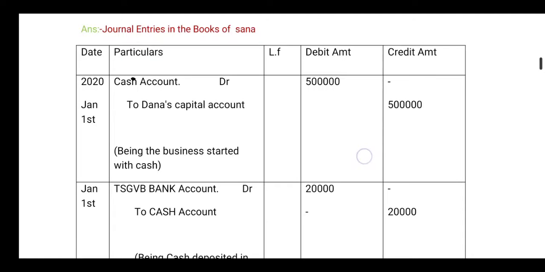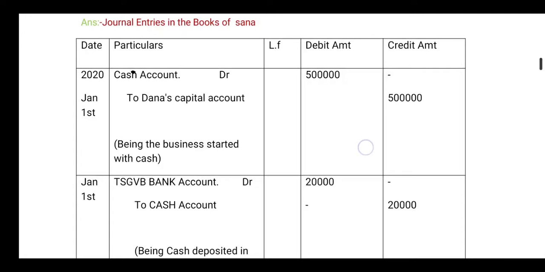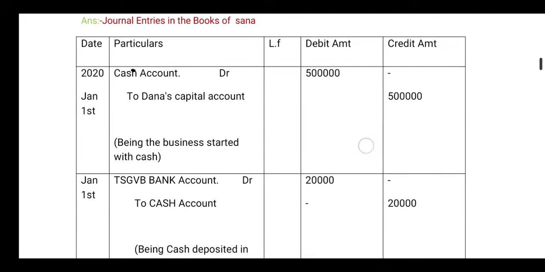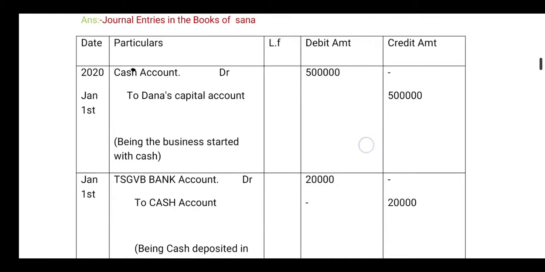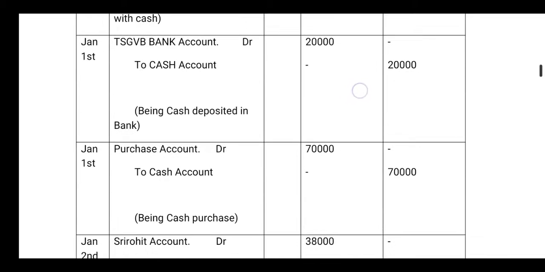On 2020 Jan 1st, Sana commenced the business with cash. Here, according to real account, what comes in is debit, what goes out is credit. Here the cash is coming to the business, that's why cash account is debit. Then the capital account is credit. Narration: being the business started with cash.